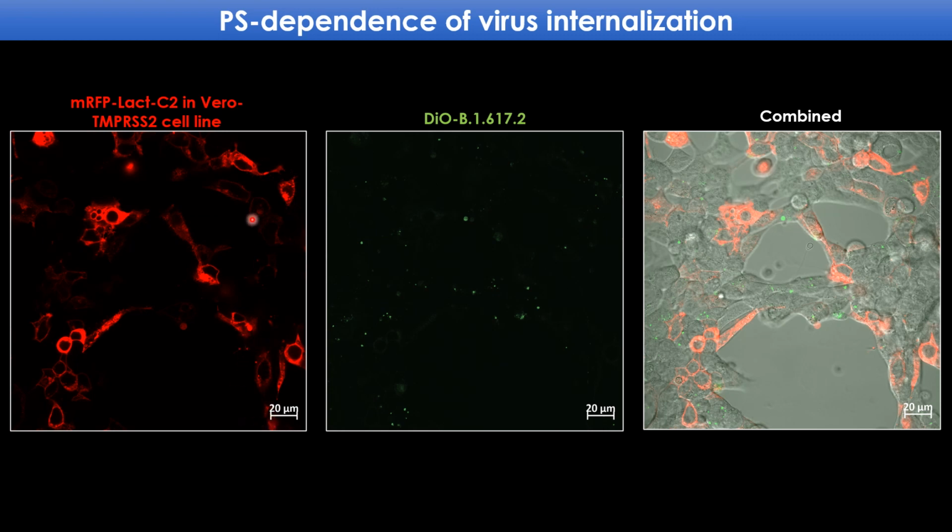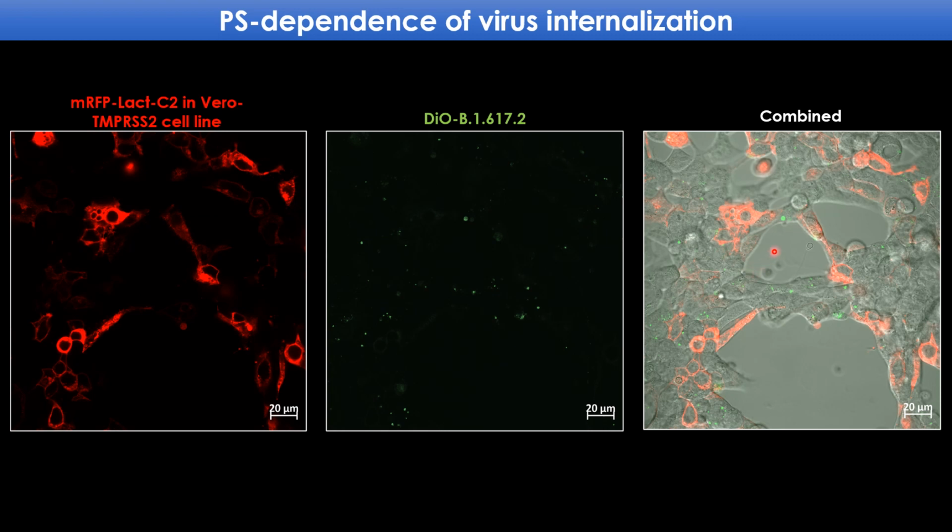So for which I designed a cell-based virus internalization assay. Here Vero TMPRSS2 cells were used as a target cell line and they were transfected with LAC-C2 tagged to mRFP. So LAC-C2 expressed inside the cell binds to PS on the inner leaflet of the plasma membrane and prevents PS flipping. Hence the cells in which LAC-C2 is being expressed, that is the cells which are red, which can be seen here and here, technically should not be able to internalize viruses.